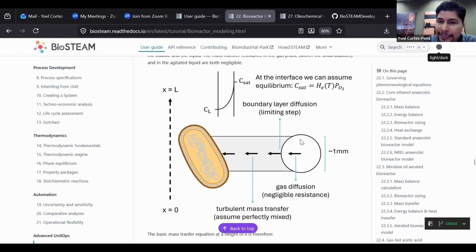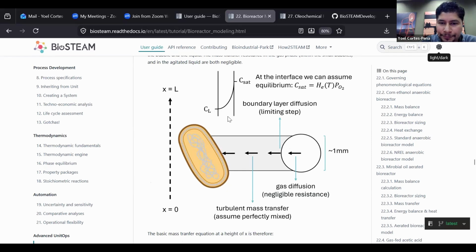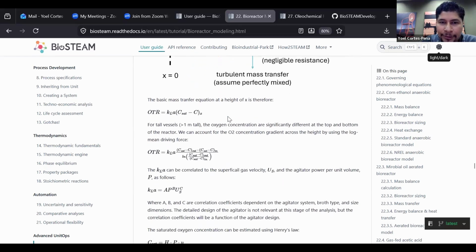So the limiting step is at that boundary layer between the gas bubble and the liquid. So at the interface, we have some vapor liquid equilibrium between the oxygen and the liquid. And then we have a small boundary layer here where we have a huge change in the concentration. And we can model that boundary layer as what we call a mass transfer coefficient times the driving force.